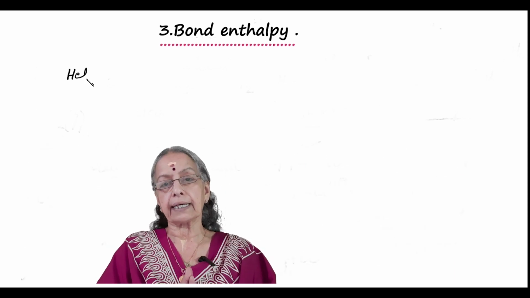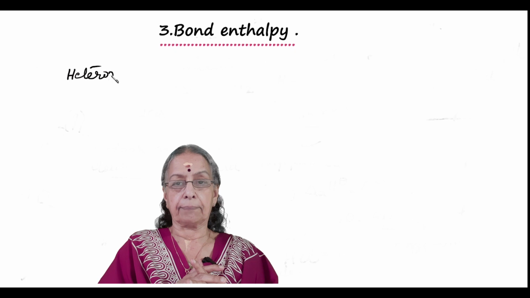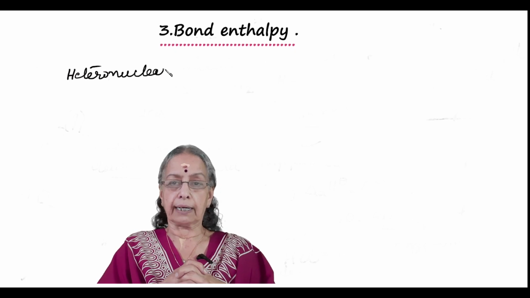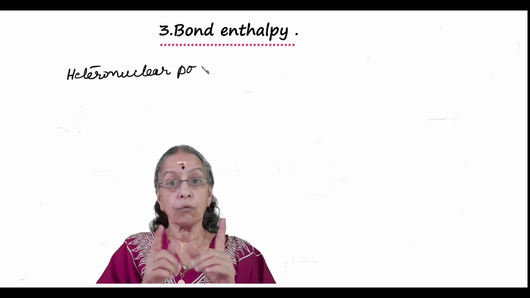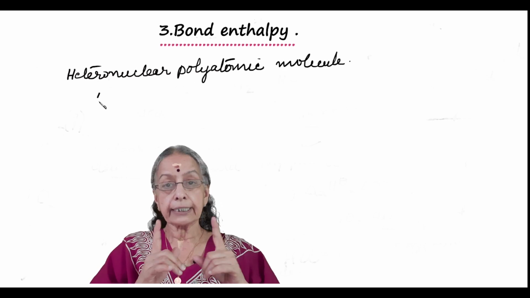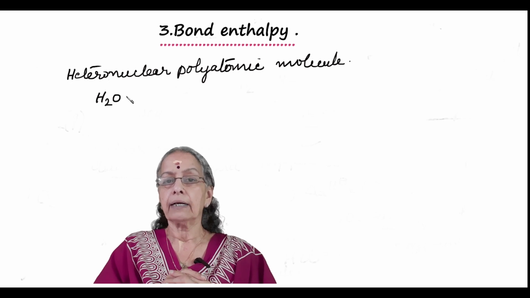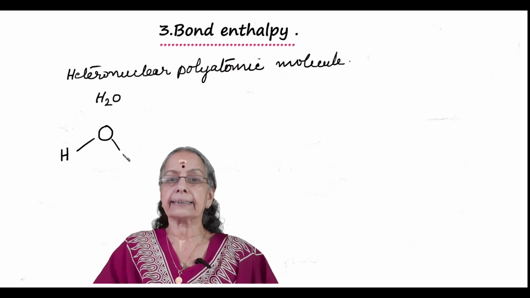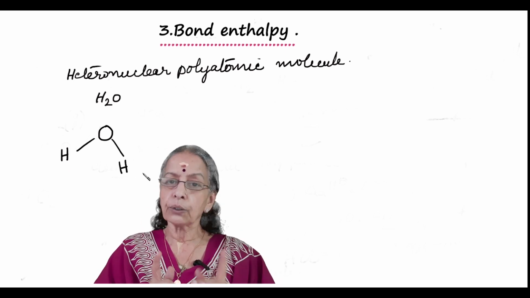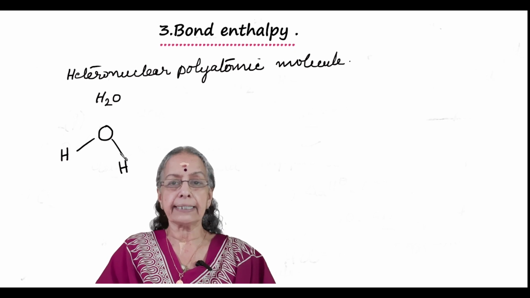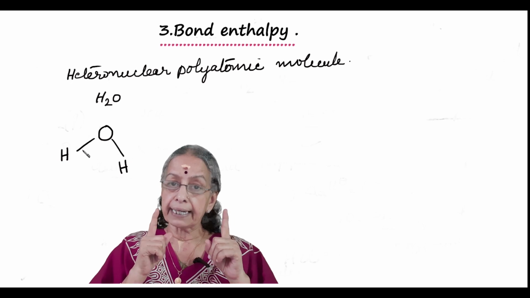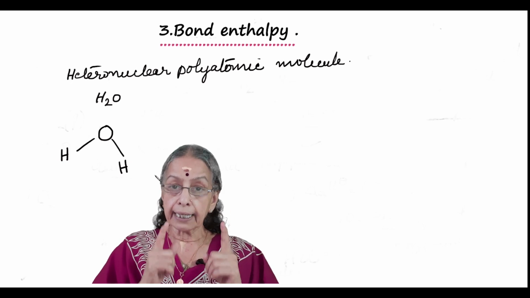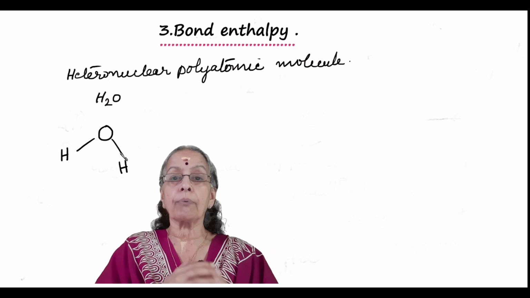Now we will consider the molar bond enthalpy for heteronuclear polyatomic molecules. We will consider water as an example. H2O, you have to represent the central atom oxygen and then represent 2 hydrogen atoms at an angle. You have to also show the 2 lone pairs. I have not shown it here. Though hydrogen is attached to the oxygen by single bonds each, the energy required to break these 2 bonds is different.